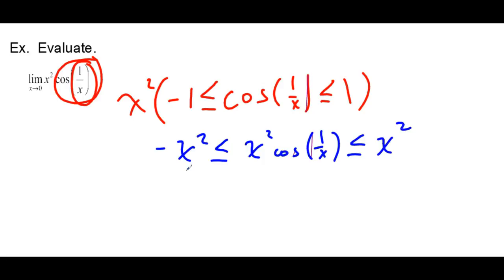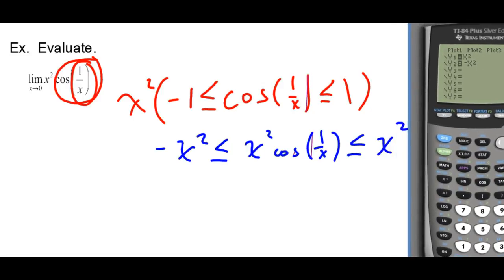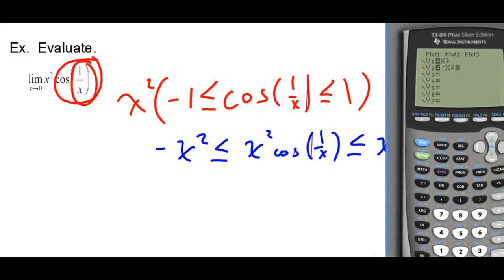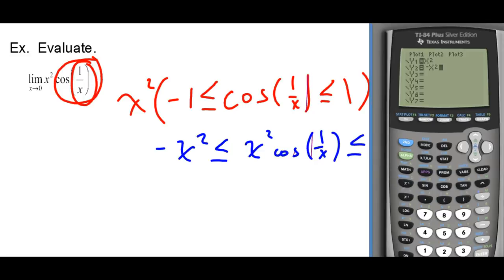Okay. Well, now that I've done this, I've got three new functions. I've got -x squared, I've got x squared cosine of 1 over x, which is what I'm interested in, and I've got +x squared. Because I know that the -x squared and the x squared have to be squeezing that middle function to all the values in between them, let me graph the functions x squared and -x squared. Take a look at this. Here's the x squared curve. Here's the -x squared curve.